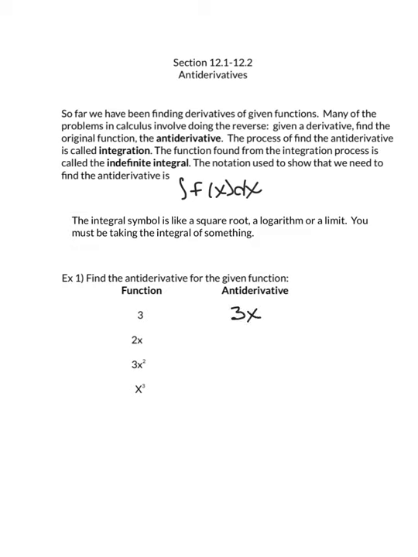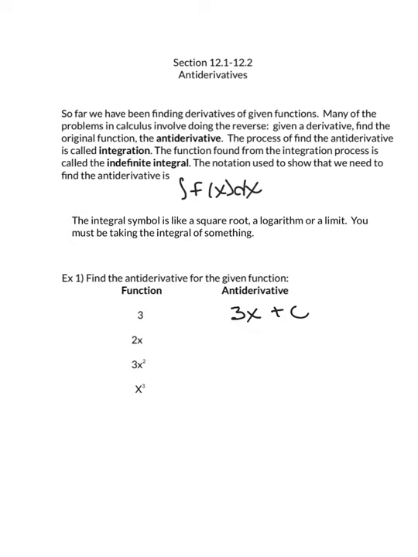Now, part of why these are called indefinite integrals is that we have to put a plus c on the end of that, because it could have been 3x plus 5, or it could have been 3x minus 20. There could have been some constant on the end that we have no idea what it was, and its derivative was 0, and therefore doesn't show. So when you are writing the answers for indefinite integrals, you must always write plus c at the end.